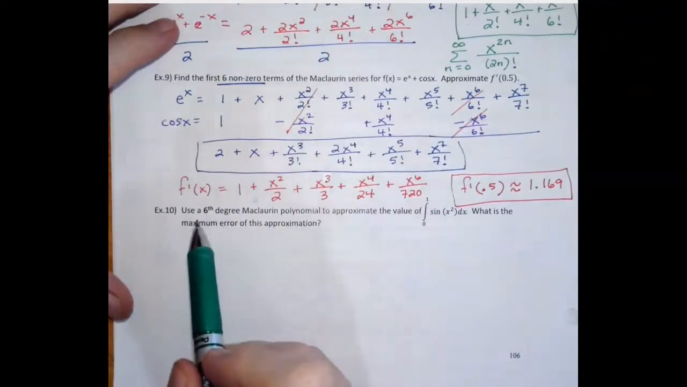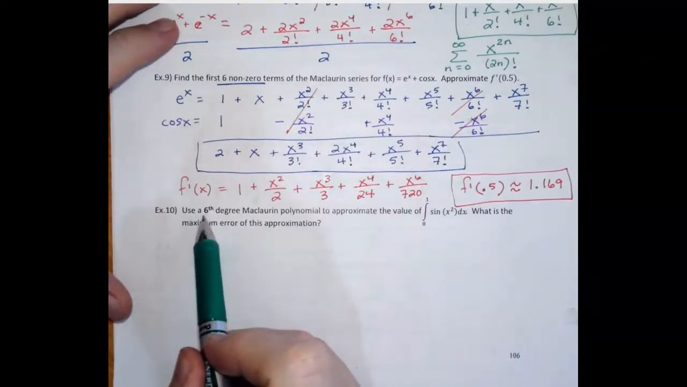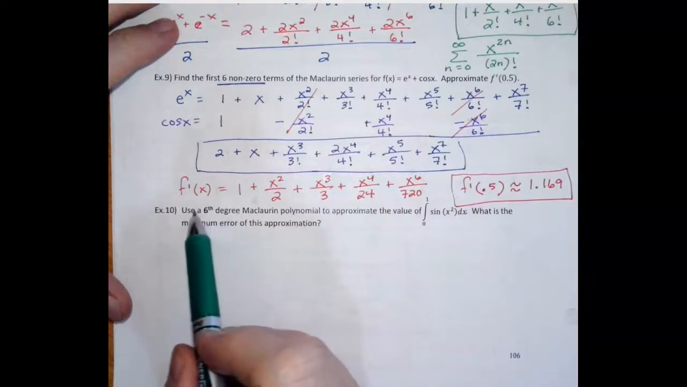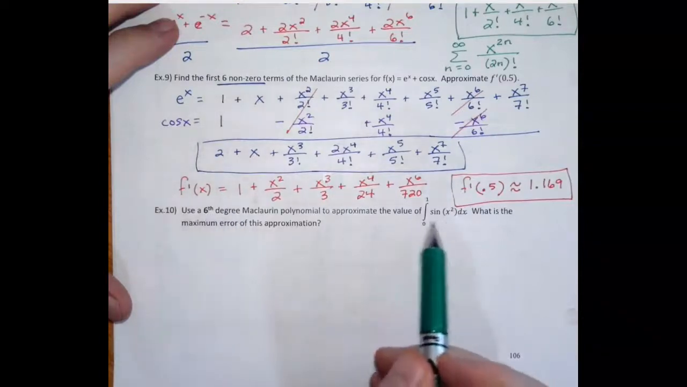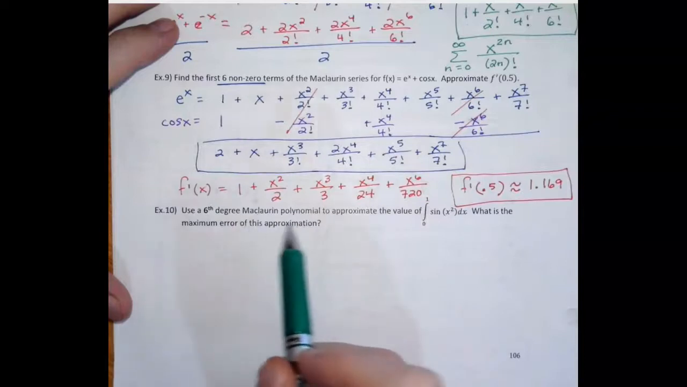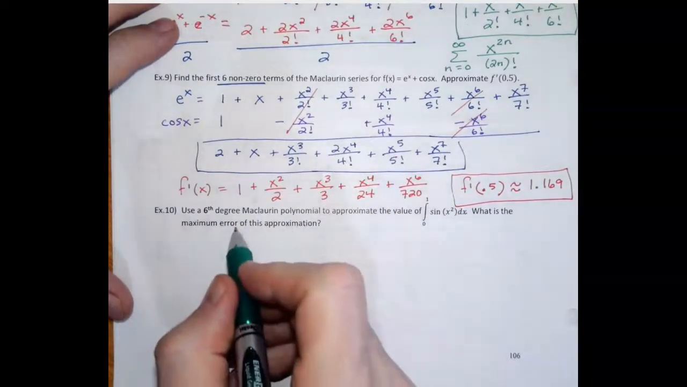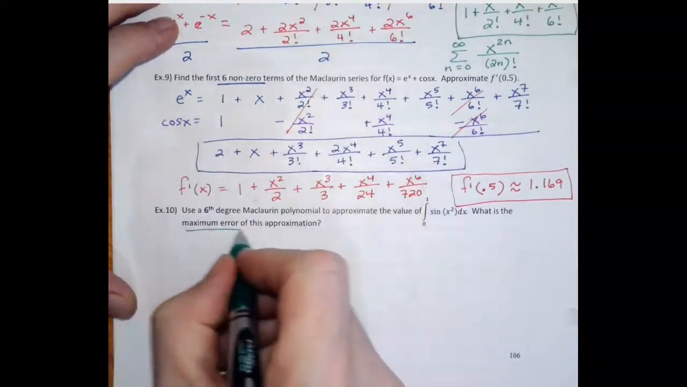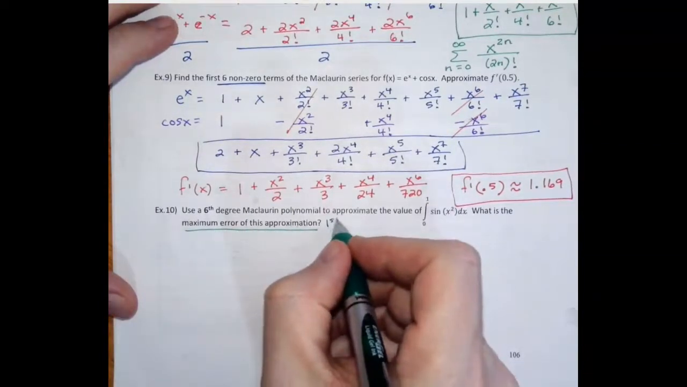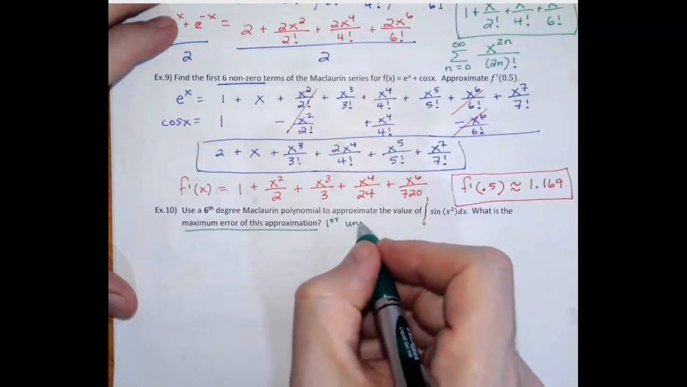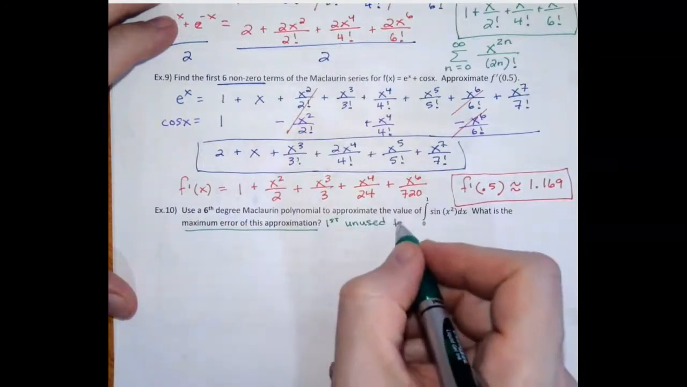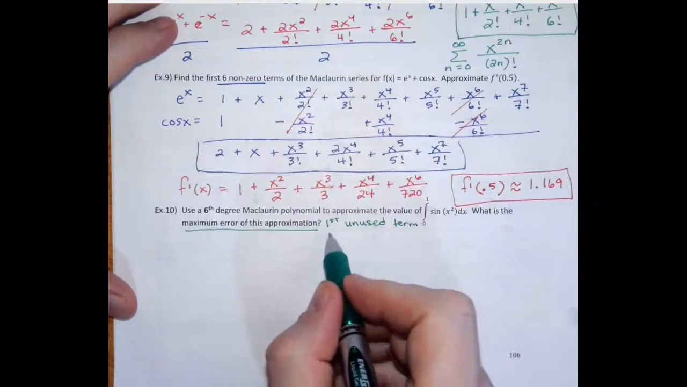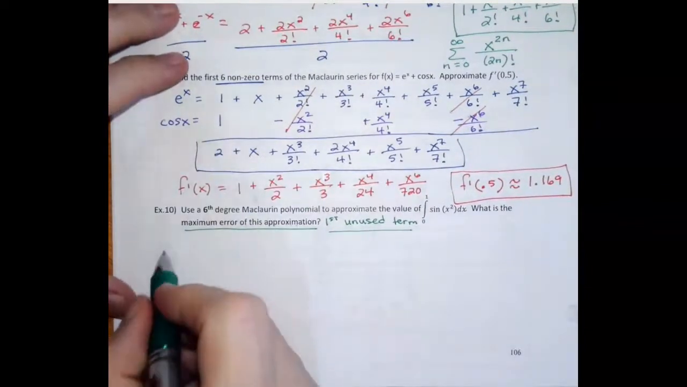Alright, so this last one, there's a couple things that we need to look at. 6th degree means x to the 6th power, in this case, because it's x. And then what is the maximum error of the approximation? So that involves the maximum error, which is the first unused term.